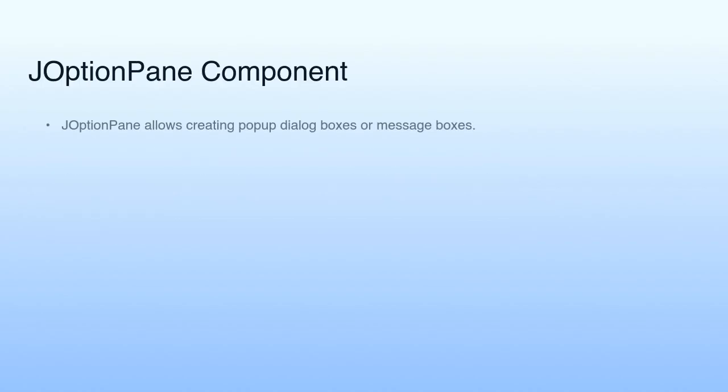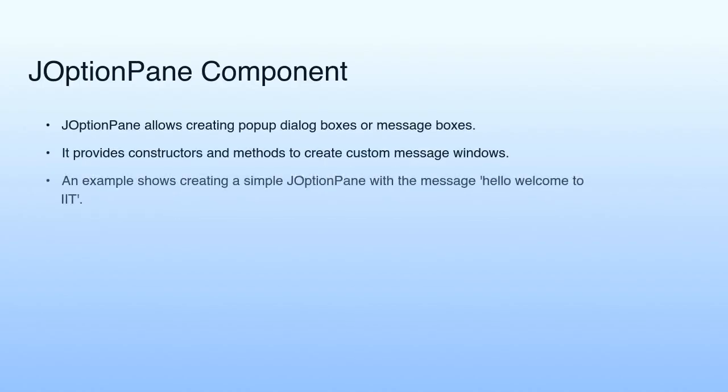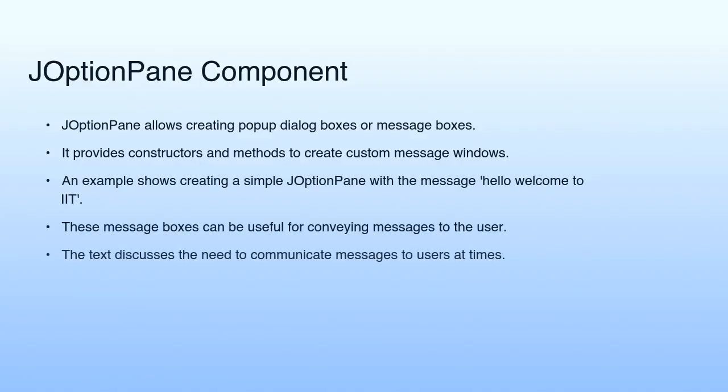JOptionPane allows creating pop-up dialog boxes or message boxes, providing constructors and methods to create custom message windows. An example shows creating a simple option pane with the message, "Hello, welcome to IIT." These message boxes are useful for conveying messages to users, as we need to communicate messages to users at times.